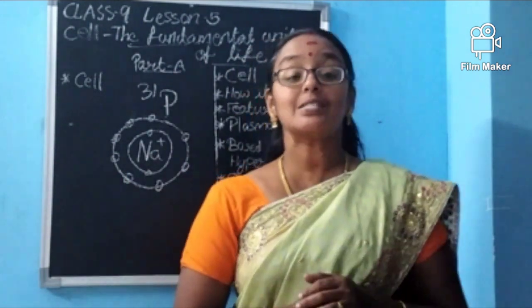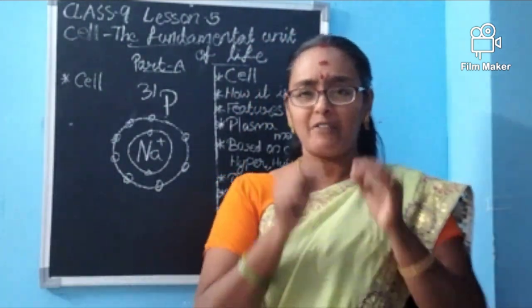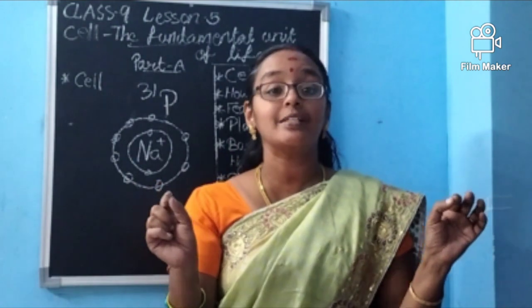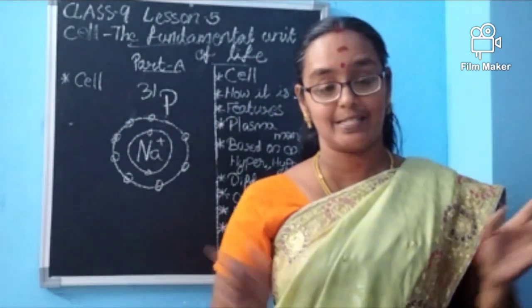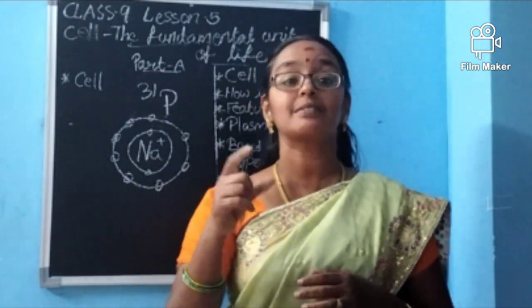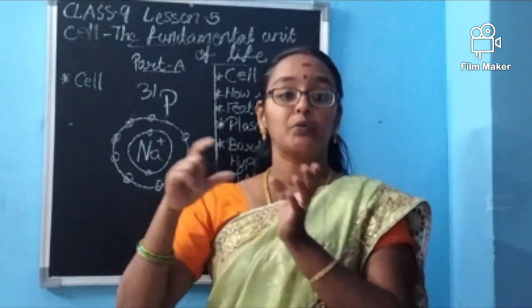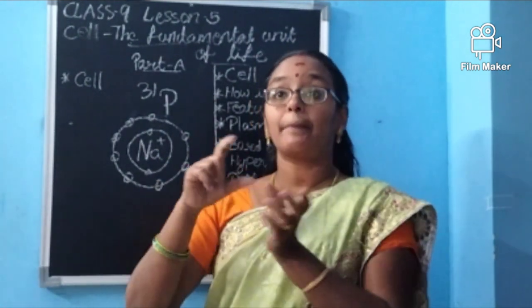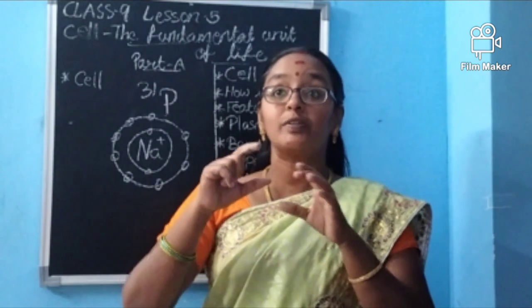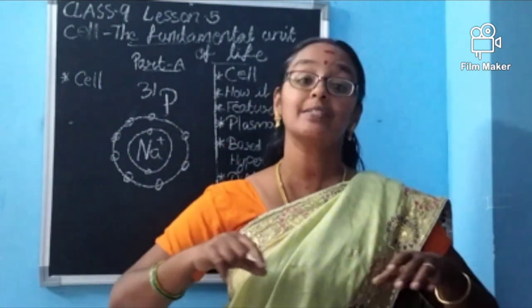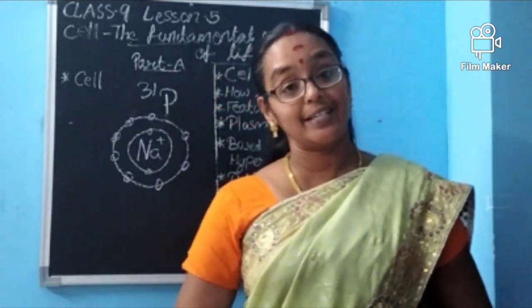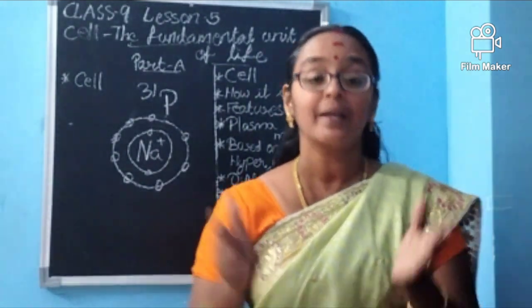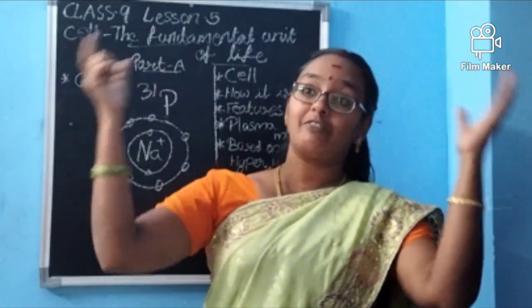What is a cell? It is a fundamental unit of an organism. Every part of a living organism is made of cells. We all have learned from 6th standard itself. Cells join to form tissues. Tissues combine to form organs. Organs join to form organ systems, and organ systems combine to form an organism. So the basic thing is what? Cell. If the cell is proper, everything will be proper.